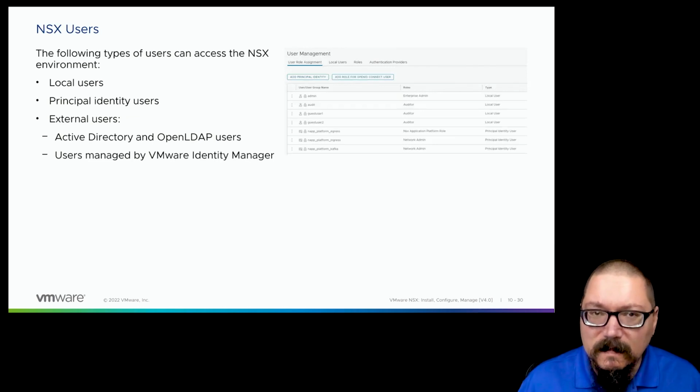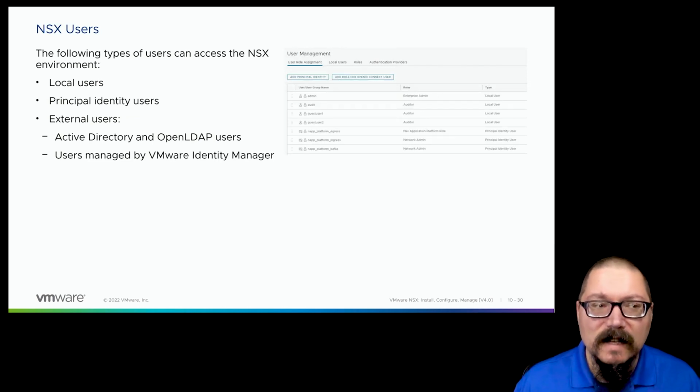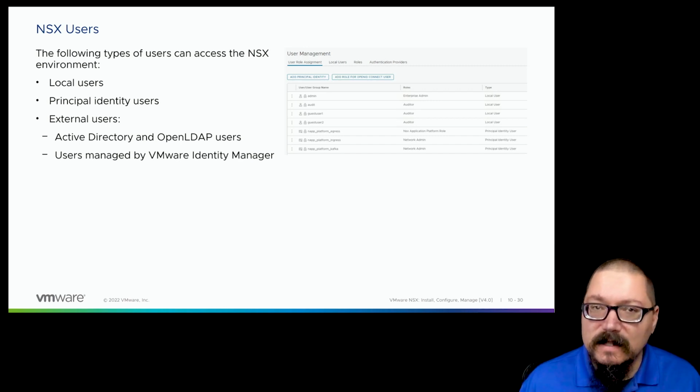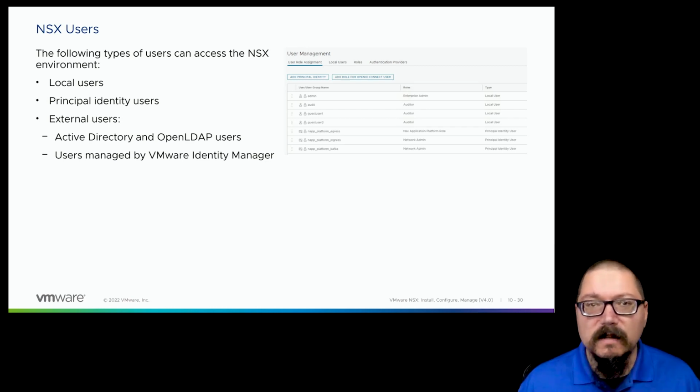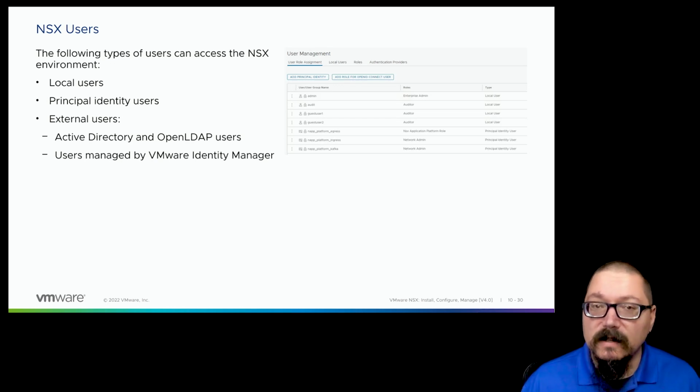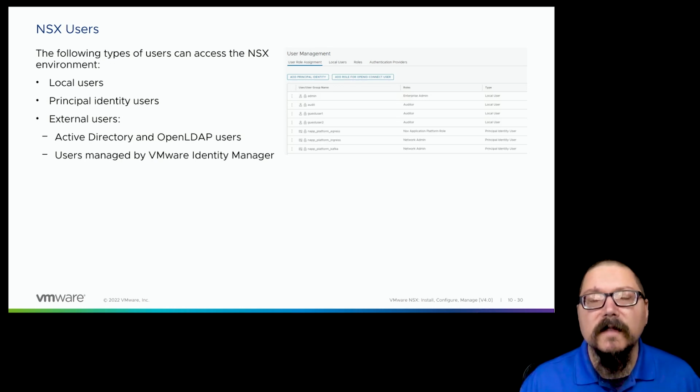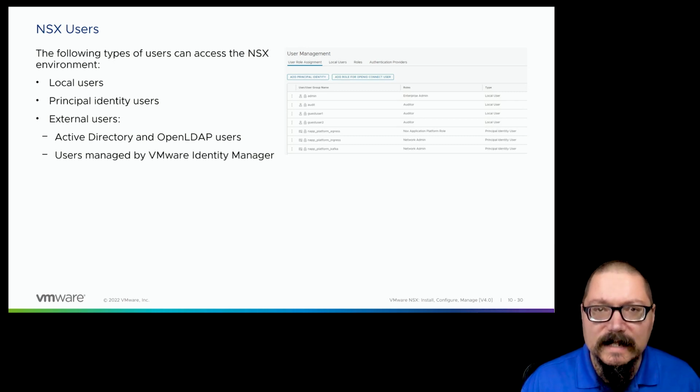So in NSX, we have a few different types of users. We have local users. That's traditionally our admin user, but we also have an audit user. And these accounts are local to the NSX manager. It's the only place they live. We have external users. Those are the users we're bringing in from Identity Manager. Those are the users we're bringing in from LDAP. And finally, we have principal identity users.